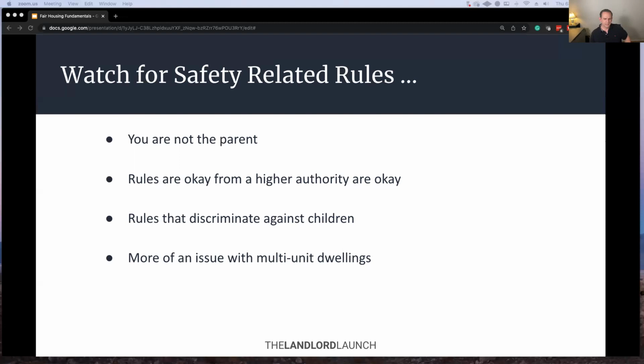And again, rules that discriminate against children in general, and you'll see some examples of how we can quickly tell if those happen. There's a little substitution rule, I think is what it's called, or what I call it. And a lot of times, when it comes to these types of issues with children and safety rules, you're usually dealing with multi-unit dwellings, duplexes, triplexes, small apartment communities, and so on. Single-family homes, usually not the case, because in single-family homes you don't have common areas, you don't have pools, you don't have parks, you don't have playgrounds, so the rule component isn't near as prevalent there.